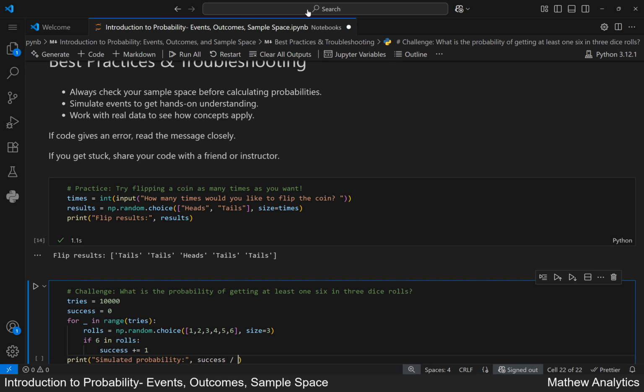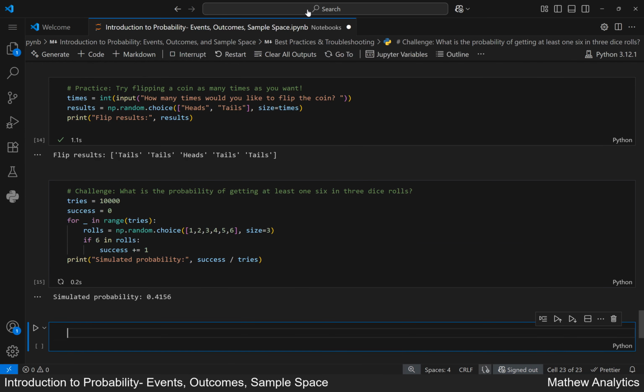Running the cell now. Try changing how many dice you roll or how many times you repeat this to see how the estimation changes.